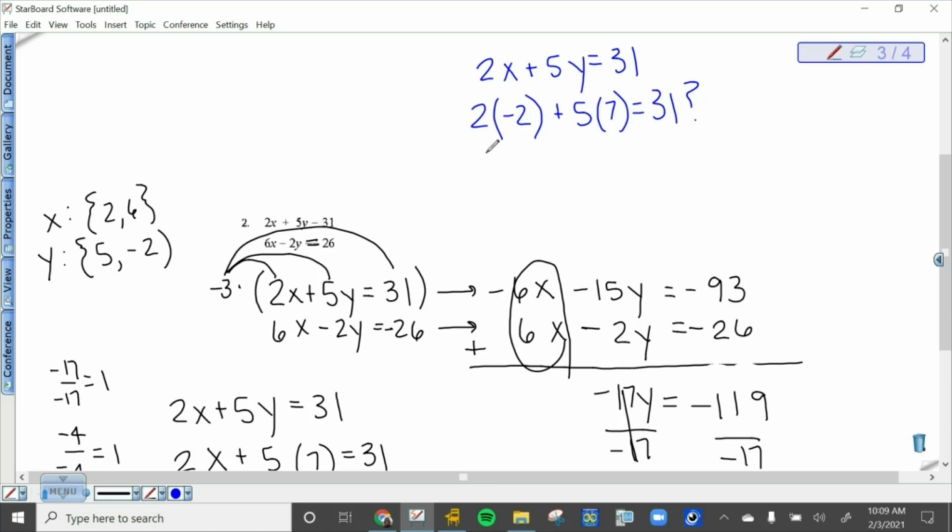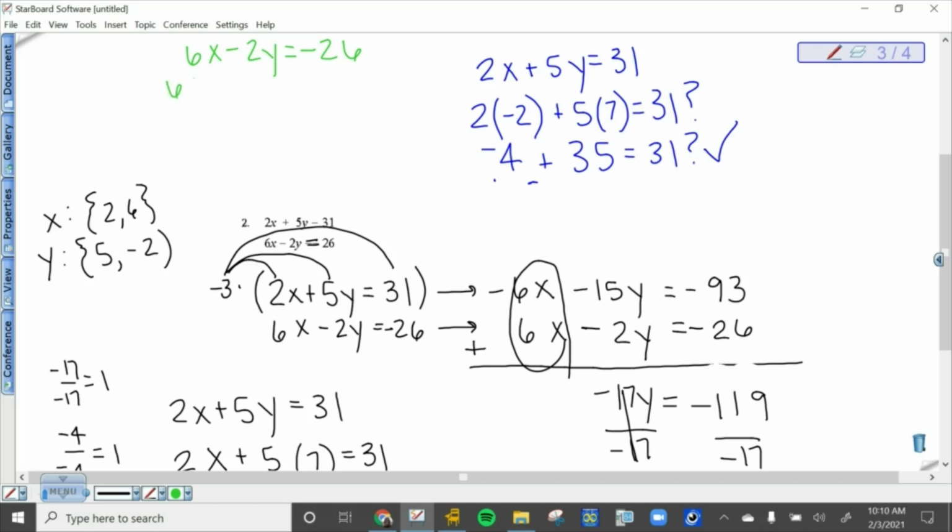2 times negative 2 is negative 4. Plus 5 times 7 is what, Ralph? 35. Good job. Negative 4 plus 35, does that equal 31? Yeah, it does. Okay. And then the other equation, 6x minus 2y equals negative 26.